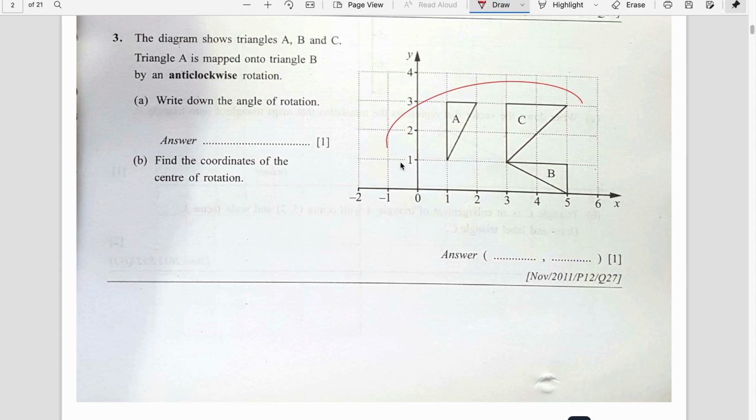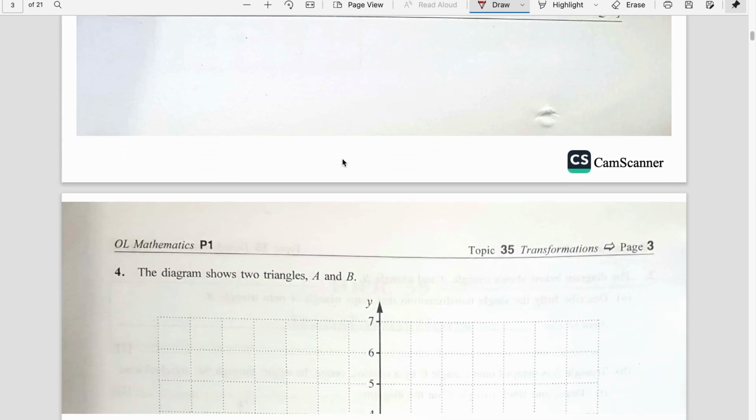I'm skipping this question. This is no more in your syllabus. That is stretch.